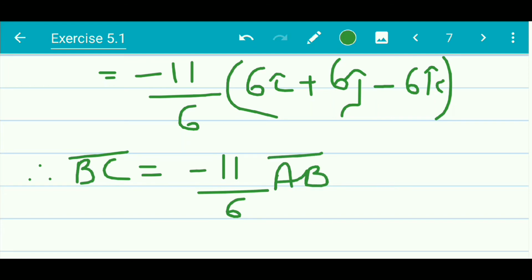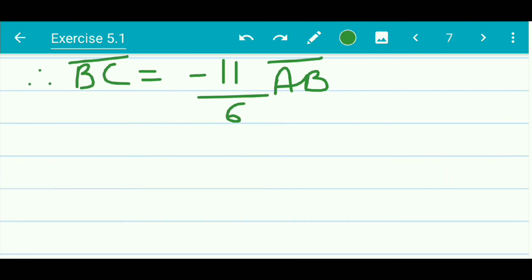Now in the previous lecture we had learnt that if vectors are expressed this way, then either they are parallel to each other, or if they have a point common between them, then they are collinear. So BC is equal to some scalar into AB. Minus 11 upon 6 is a real number, it's a scalar. Therefore, we can say that BC is parallel to AB.